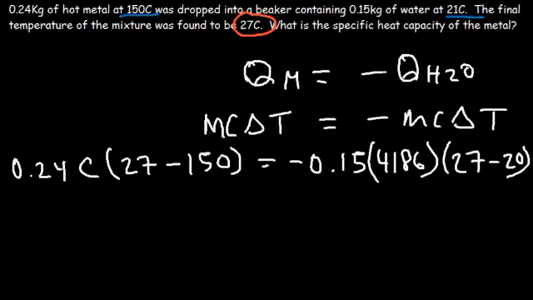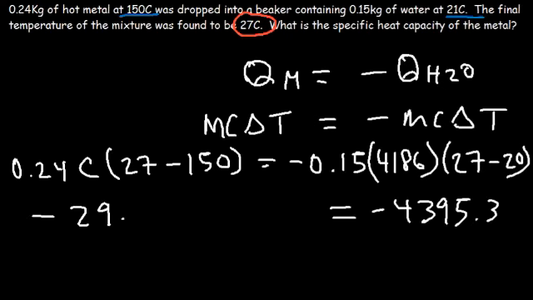Now let's do the math. Let's multiply negative 0.15 times 4186 times 7. So on the right side we have negative 4395.3. On the left side, 27 minus 150 is negative 123 times 0.24. That's going to be negative 29.52 times c. So now let's divide both sides by this number.